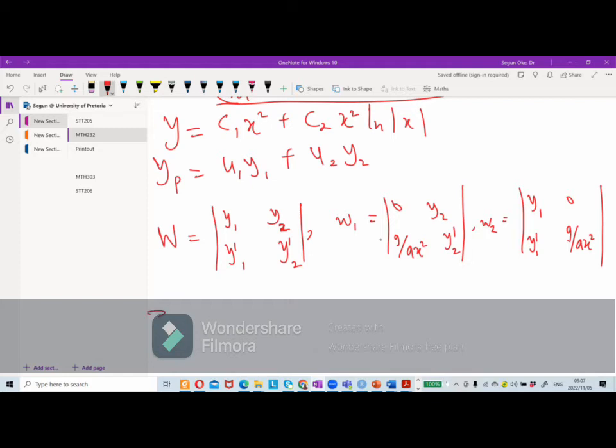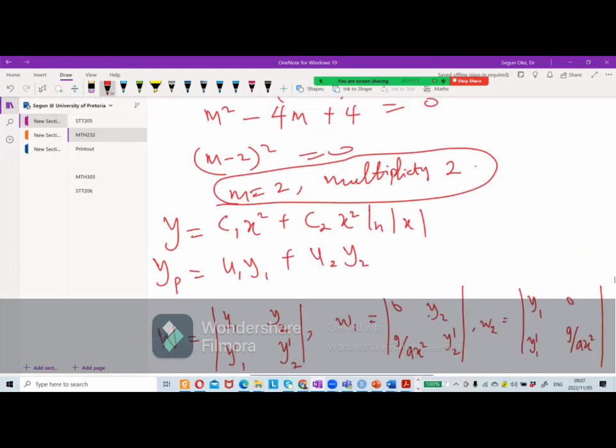So now we can proceed. How do we solve this problem now? Who can tell us what to do? What do we need at this point? Here, what is our y1 here? X squared. What is y2? X squared ln x. Please take note of that.